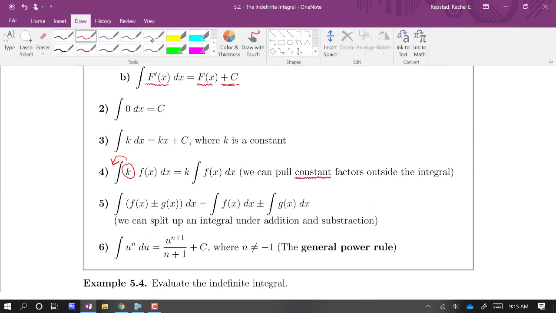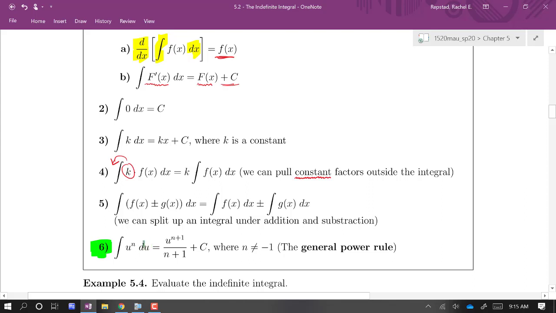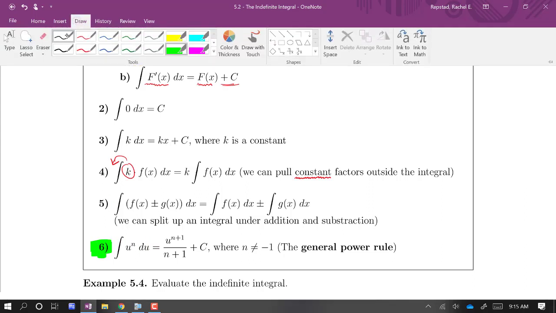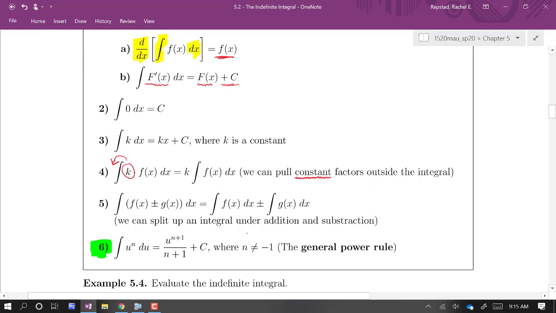And then right down here, this is the money right here. This is undoing the power rule. We call this the general power rule. The integral of u to the n du is u to the n plus 1 divided by n plus 1, and then of course plus a constant. But you add 1 to the power and then divide by the new power. That's how you undo the power rule. This is written with a u and not an x, and we'll get to why that's written that way in a bit. But for now, let's get a little practice.